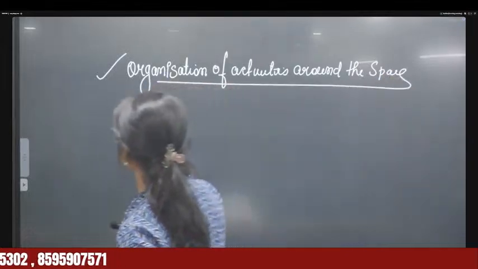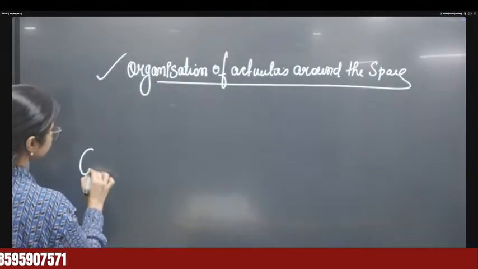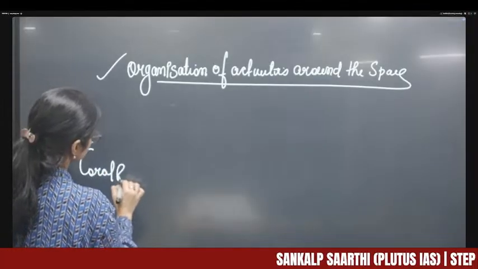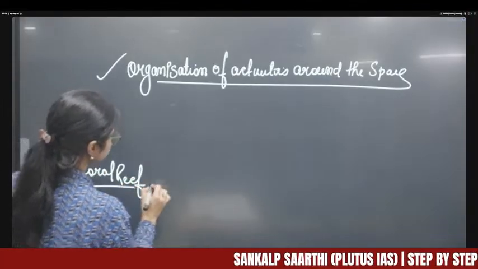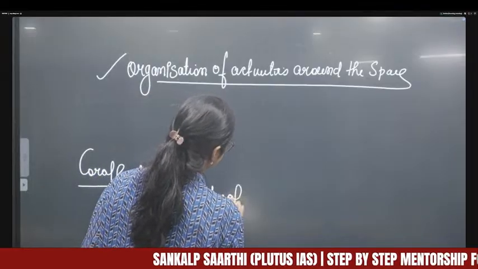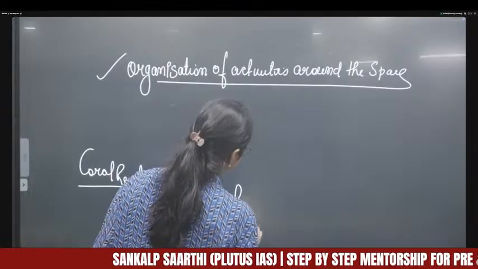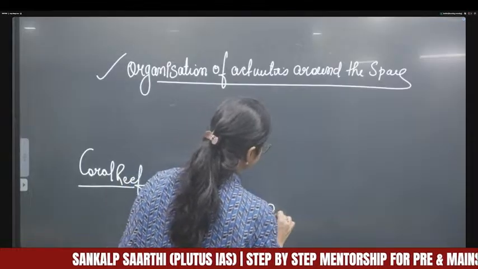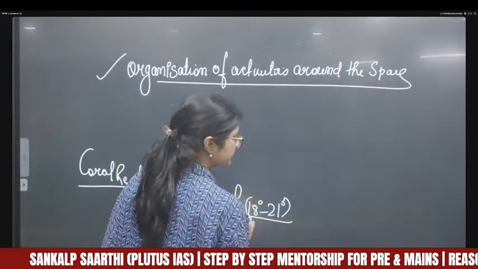For example, if I talk about the location, अगर हम coral reef की बात करें, coral reef, where it is located? It is located in tropical regions, majorly, where the temperature is 18 to 21 degrees Celsius. So first is location. Answer मिल गया आपको.